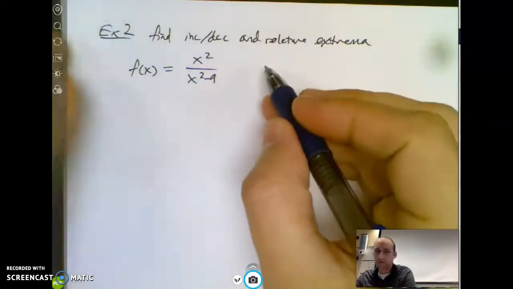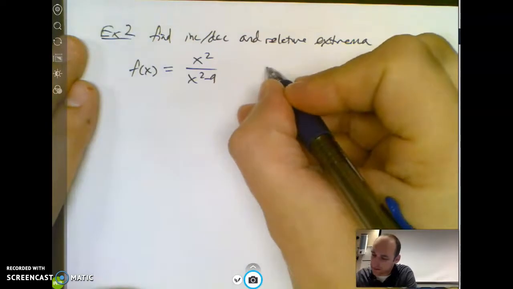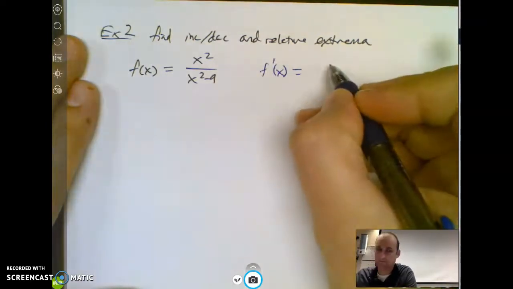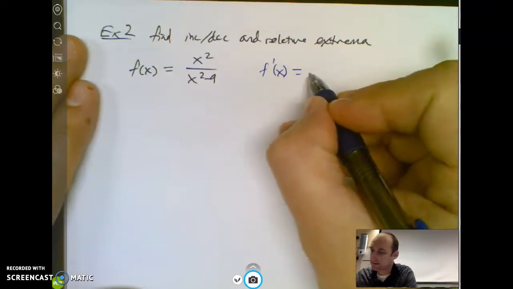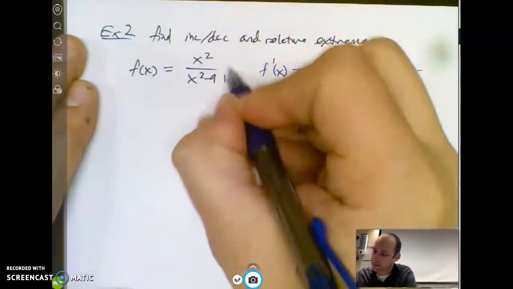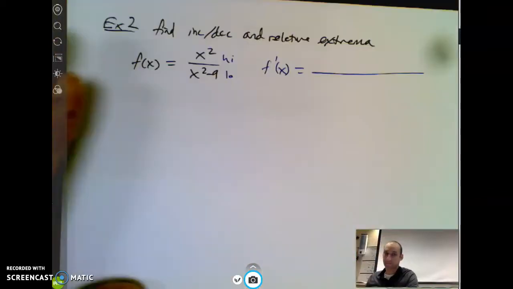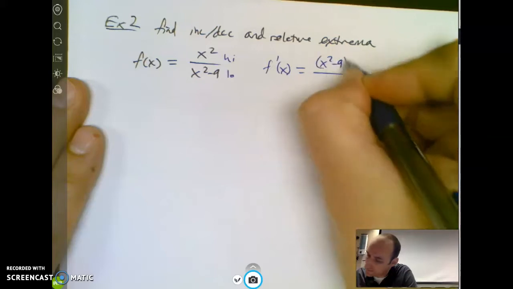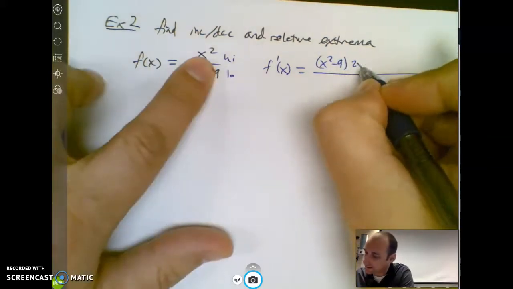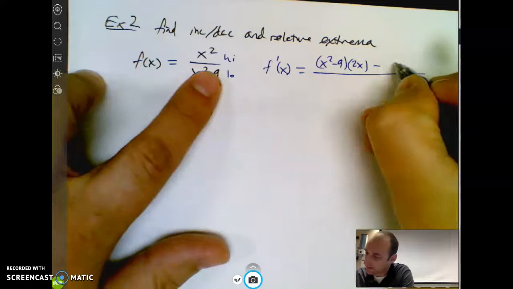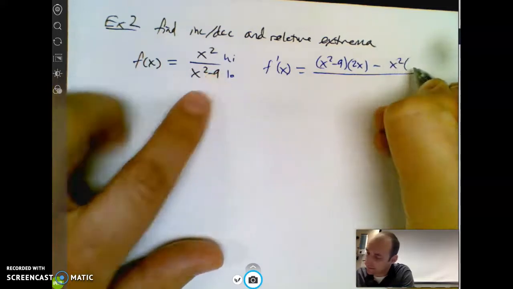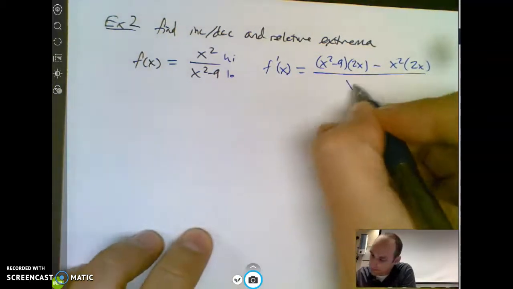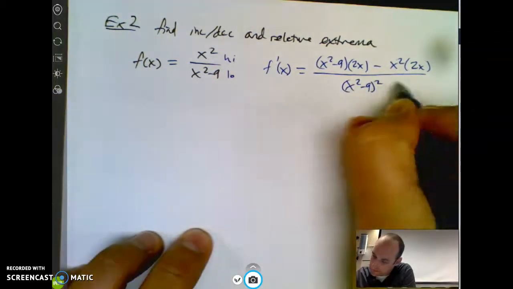First thing, since I want to find critical numbers, I need to find the derivative. And you need to take the quotient rule. We got our low and our high, right? So remember, quotient rule is low d high, so 2x, minus high d low, which is 2x, over low, x squared minus 9 squared.